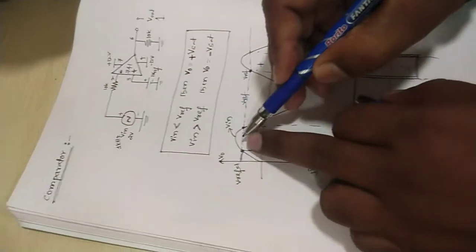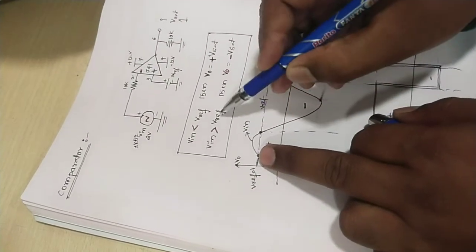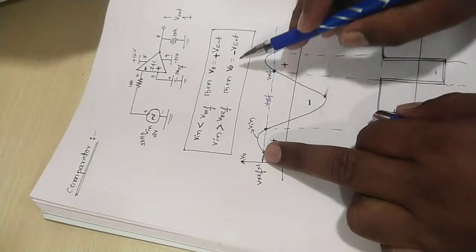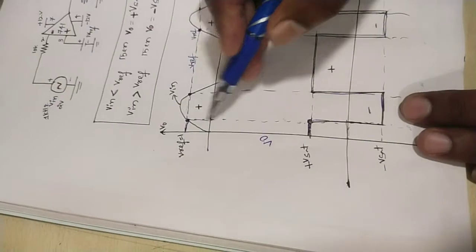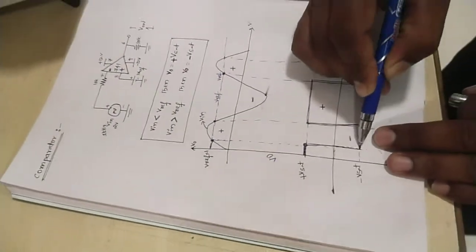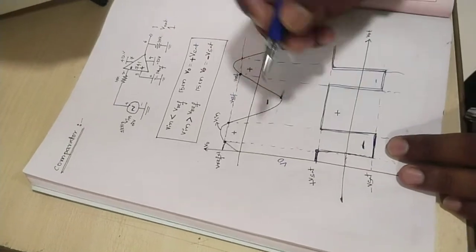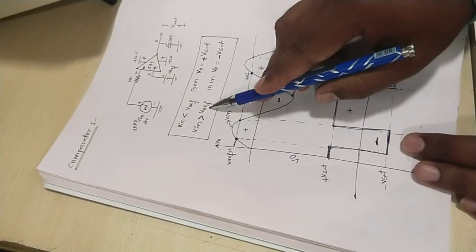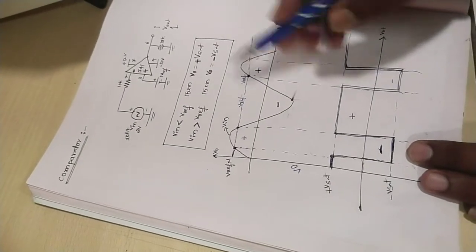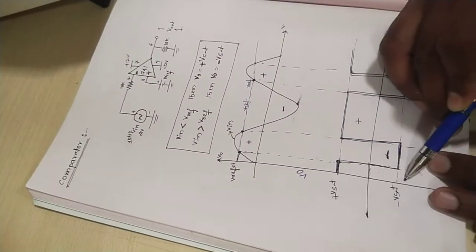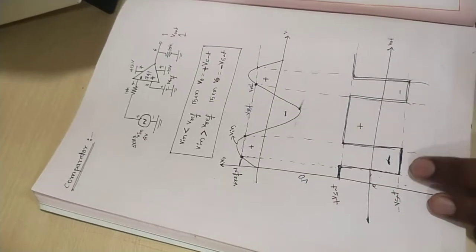Above this point, Vn is greater than V reference, then the output will be minus V sat. Minus V sat indicates this negative portion, which will be represented by this minus. So when Vin is greater than V reference, the output will be minus V sat, which is below the x-axis.